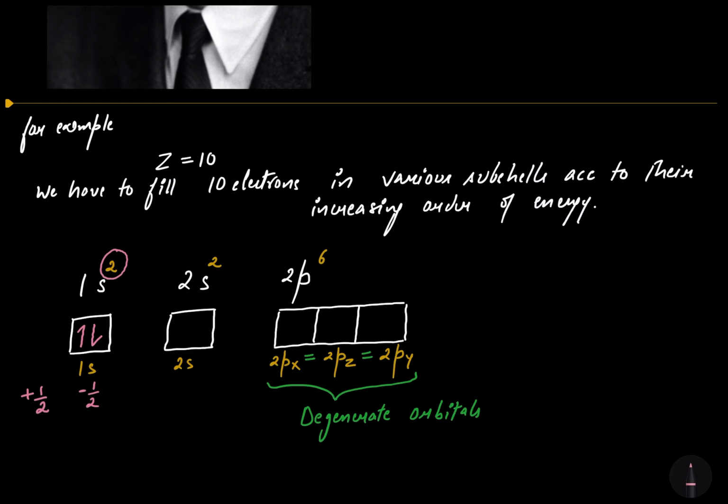Now let's talk about 2s. Here again, the first electron will be filled like this, with a spin quantum number of again plus 1 by 2, and the other electron will be filled like this. It's of reverse spin, so its spin quantum number is minus 1 by 2. So it's the same thing as 1s that we got in 2s also.